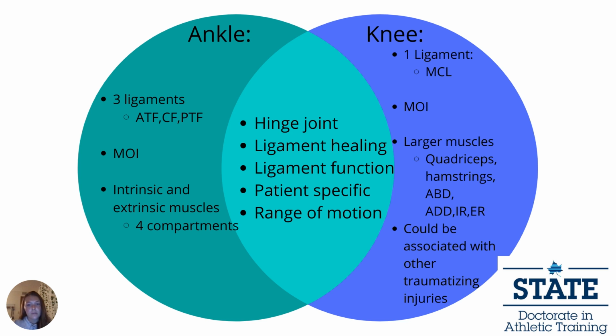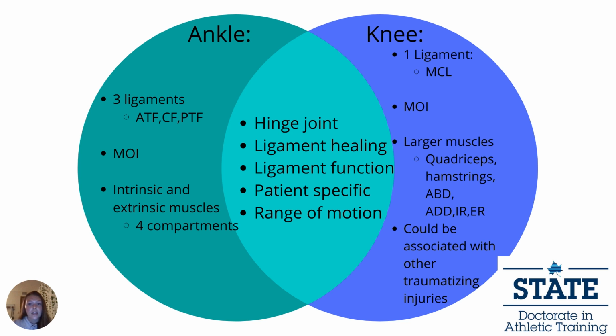We also see different muscle groups. The ankle has more intrinsic and extrinsic muscles that are broken down into 4 compartments. Meanwhile, the knee has a larger muscle group such as the quads, hamstrings, abductors and adductors, and internal and external rotators.